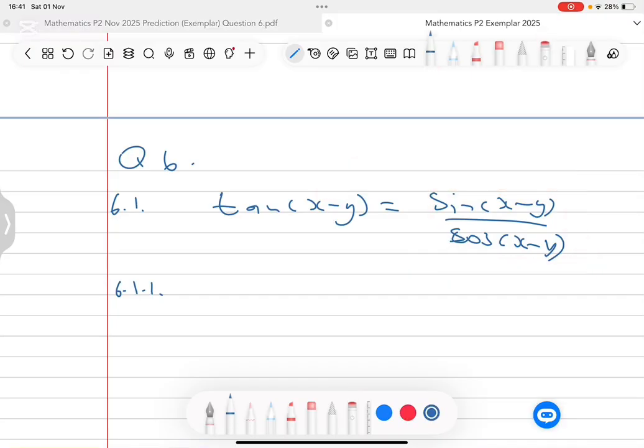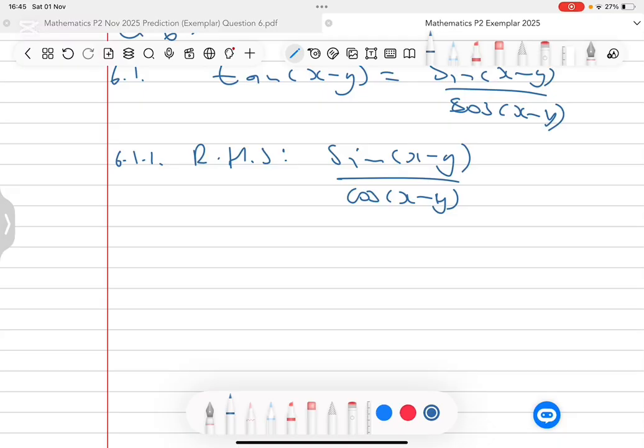It means I'm going to say here the right hand side is given by the sine of (x - y) over the cos of (x - y). Therefore we are going to expand these two using that compound angle identity. With the sine, we know that it's going to be sine x cos y minus cos x sine y. Now this formula is there in the information sheet. If you don't know it, simply go there and take it.